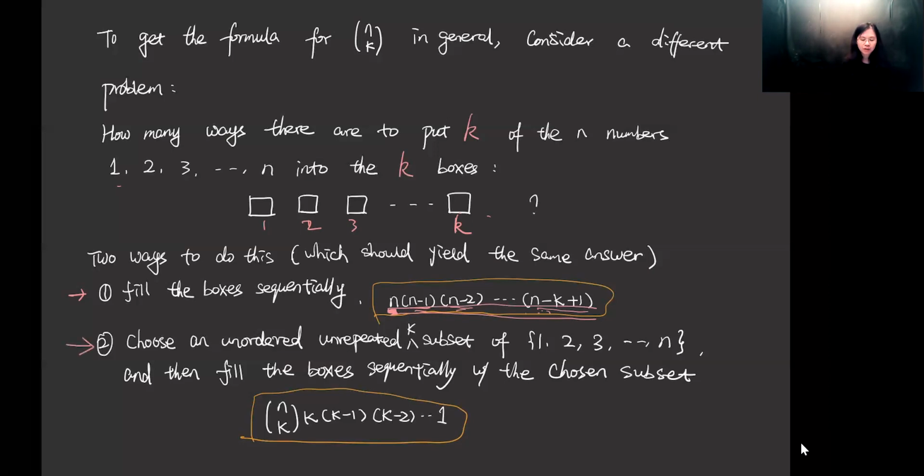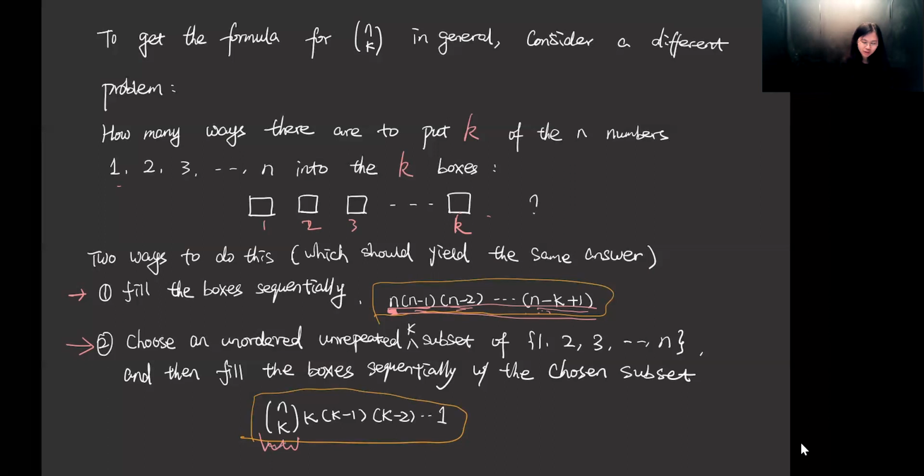The second way to solve this problem is to first choose K numbers, not ordered. Choose K numbers from the n, then throw away the rest of the numbers and keep just these K numbers. Now put these K numbers sequentially into the boxes. That also will fulfill your task. How many ways are there according to this approach? This approach takes two steps. One step is to choose K numbers from n. There are n choose K ways to do that.